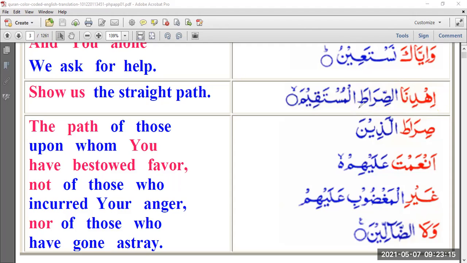And so this is maf'ul bihi 2, and this is maf'ul bihi 1. And we don't have to say fi mahali because it's already showing its status. So this is the normal status of maf'ul bihi, showing with fatha. This is halat nasb.